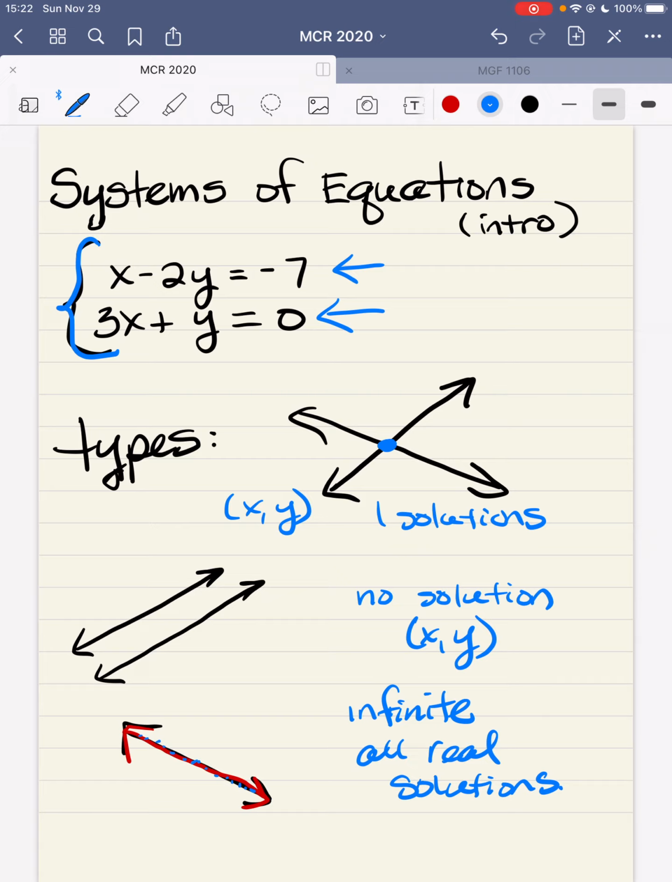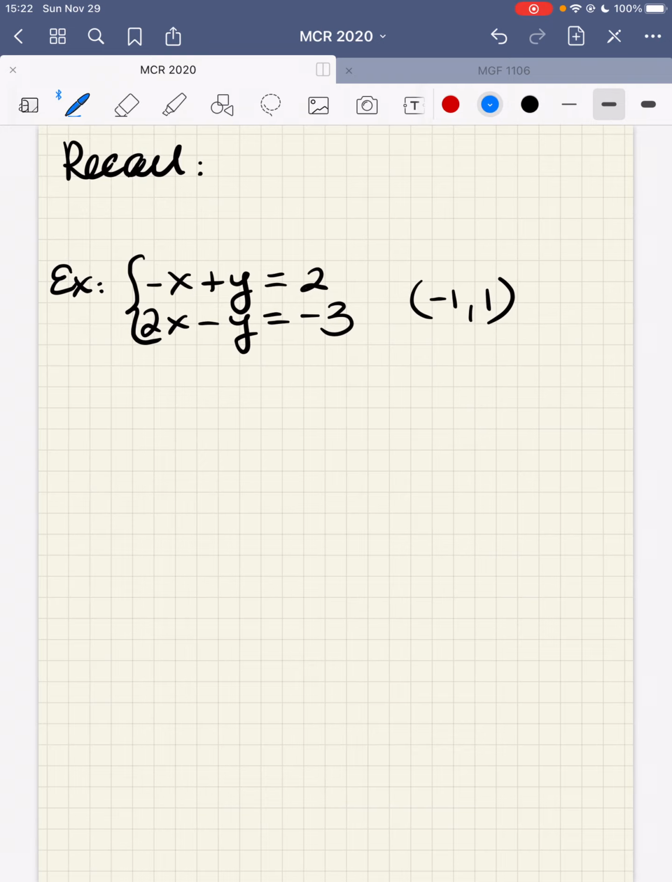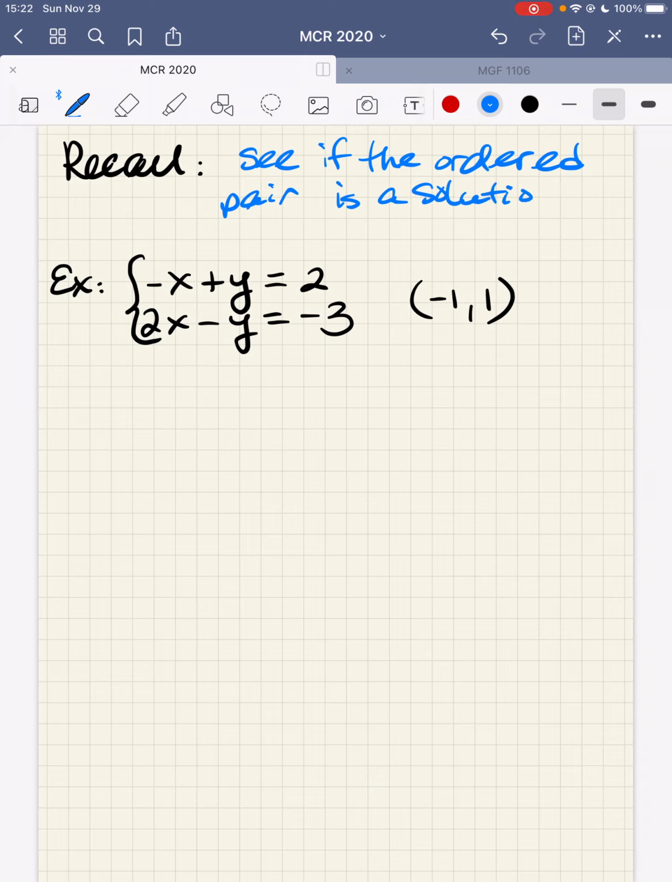What we really want to do is go back to our basics. When we first started graphing lines, we said, okay, here's a line, and I want to see if the ordered pair given is a solution. And what we did is we took the ordered pair given, we plugged it into an equation, and we saw if it was true or false. But now instead of doing it for one, we're going to have to do it for both. So I'm going to go ahead and number these equations 1 and 2 for ease.